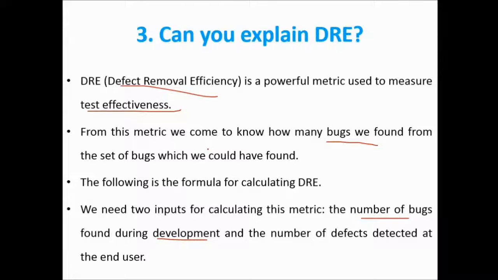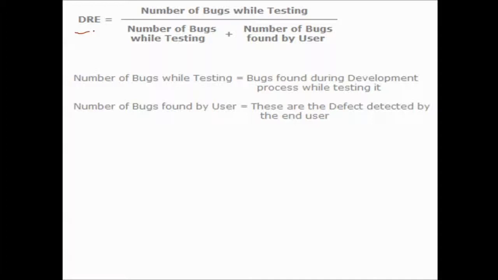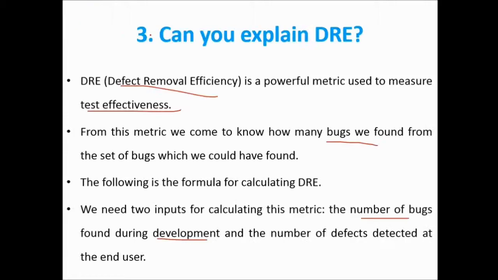You know the difference between bugs and defects? Bugs are the errors found when the system is not yet delivered to the user, and when it is delivered to the user, those bugs or errors are termed as defects. So this is how we compute DRE, defect removal efficiency.